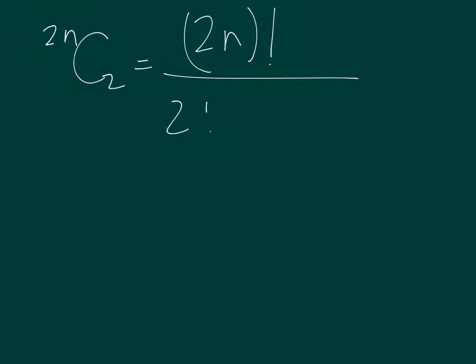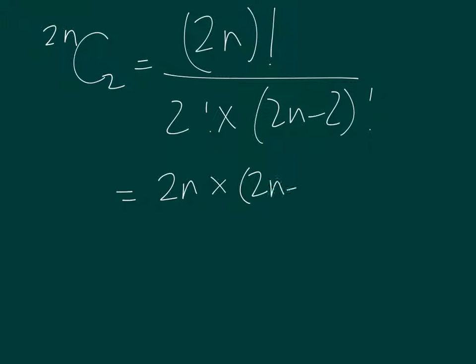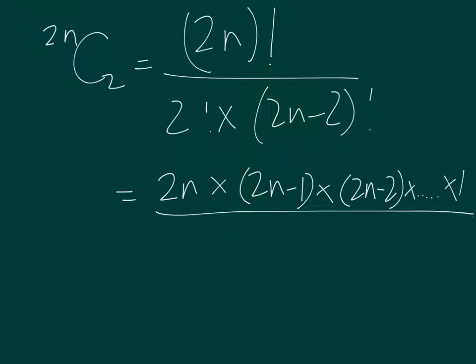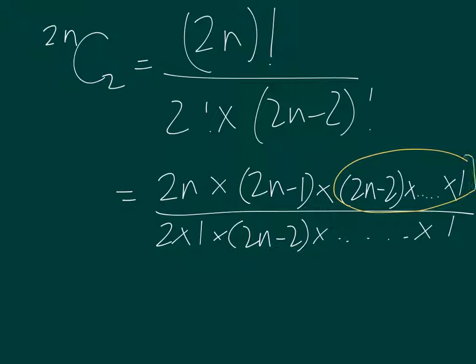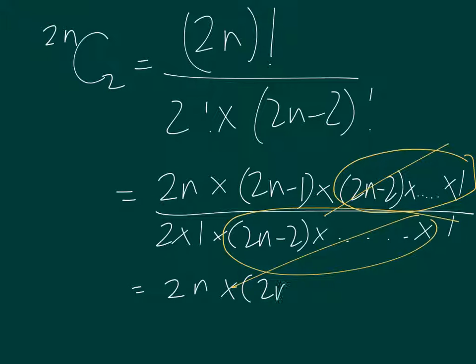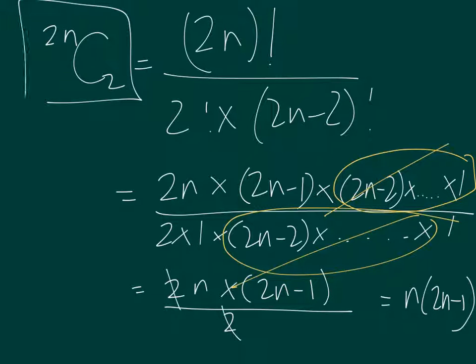So 2n choose 2 equals 2n factorial over 2 factorial times 2n take 2 factorial. So the top bit is 2n multiplied by 2n take 1 multiplied by 2n take 2 times some stuff all the way up to 1. And then that's divided by 2 factorial, which is just 2 times 1, times 2n take 2 times stuff up to 1. Now this stuff is exactly the same as this stuff, so we can cancel those, and what we're left with is 2n times 2n take 1 divided by 2, which is n. We can cancel these two 2's, and so it's just going to be n times 2n take 1. And that's 2n choose 2.